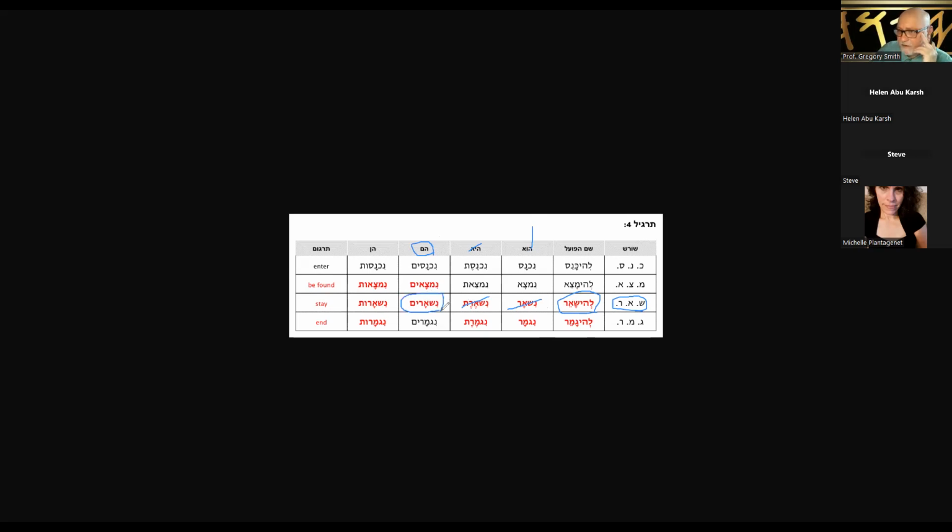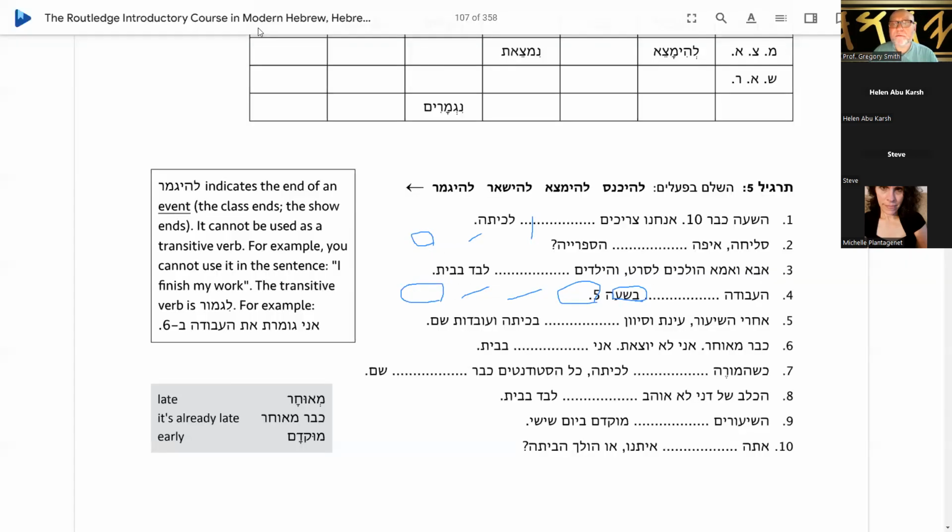Nisharim. So if you were saying that, you know, John and Sivan, they're staying after class to work, then this is the form you would use right here, nisharim. נשארים. Okay, all right, so that's what we need. Now that I've got it spelled out for me, I can put it in there.